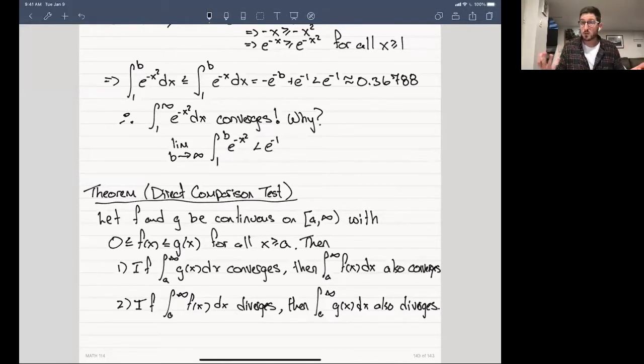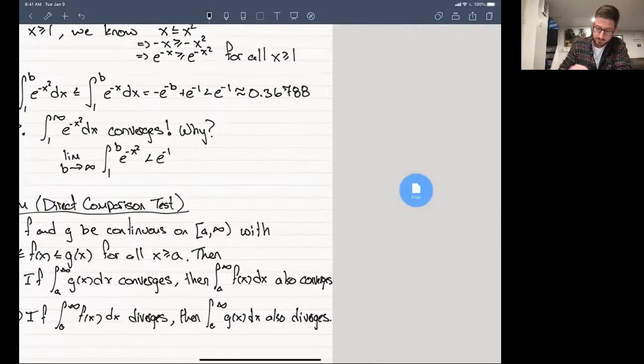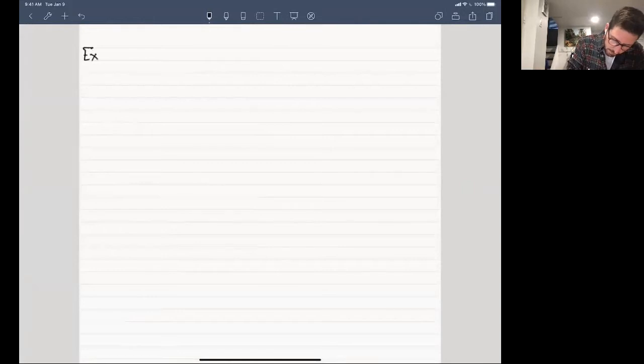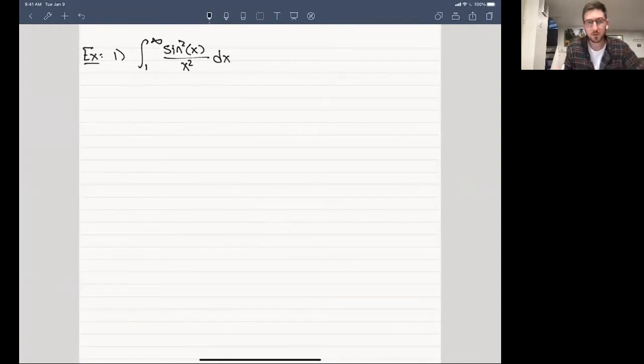Okay, let me illustrate this with just a bunch of examples, because it's one thing to just read this result, and I know that it's a little hard to get your head around sometimes. Let's look at some examples where we can use this. So example 1. We can say this integral. So we're going to write if it converges or diverges.